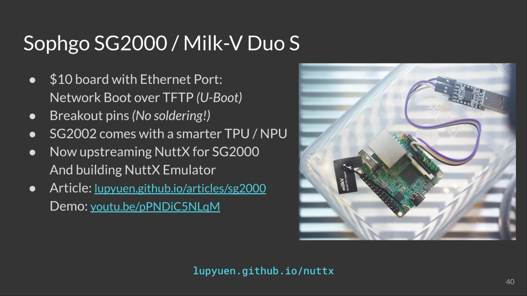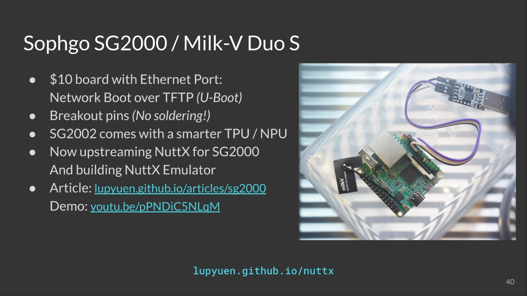Now we head back down to a cheaper $10 board, the Milk-V Duo S, based on the Sophgo SG2000 SoC. We expect plenty of new SBCs to be released soon, with the Sophgo SG2000 SoC inside. That is why I ported NuttX to SG2000. This is a $10 board with an Ethernet port, which will boot NuttX over the network. No more swapping micro SD cards again and again and again. The pins are all exposed, no soldering needed, easy to attach sensors and actuators. Reminds me of Arduino Uno actually.